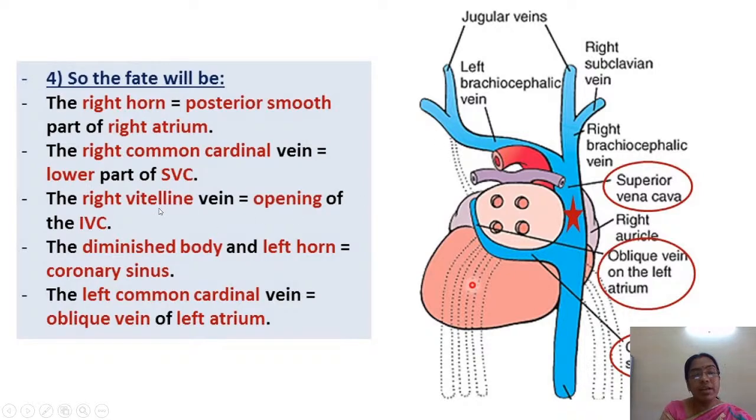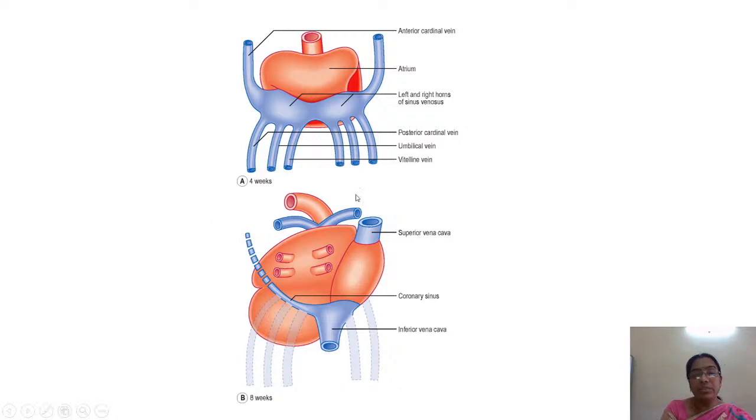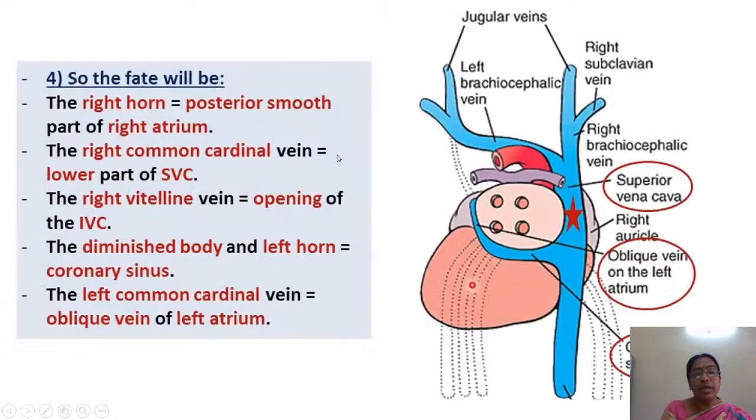Next, the right vitelline vein, which forms the opening of the inferior vena cava. So the right vitelline vein develops into the inferior vena cava. The left horn, the diminished left horn, forms the coronary sinus.